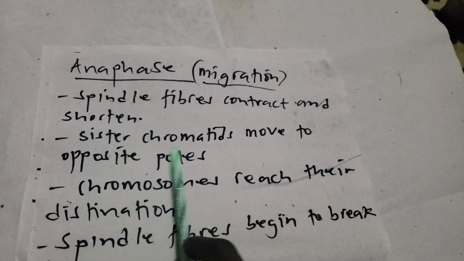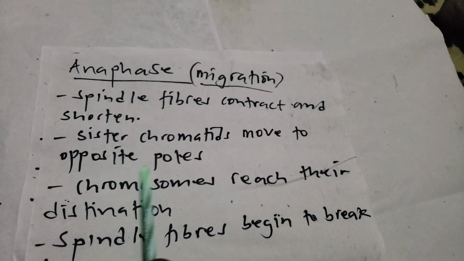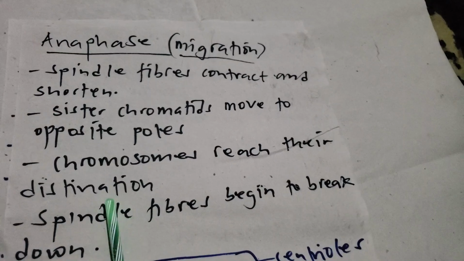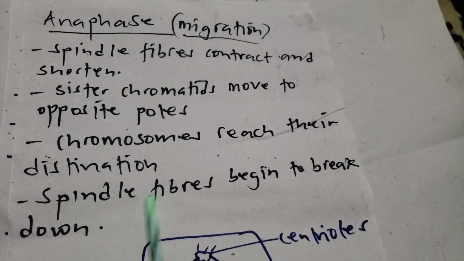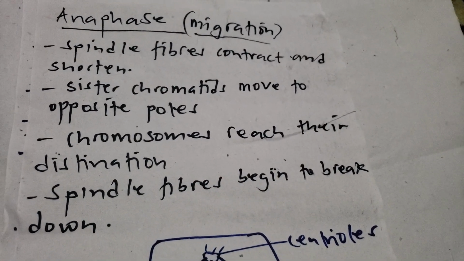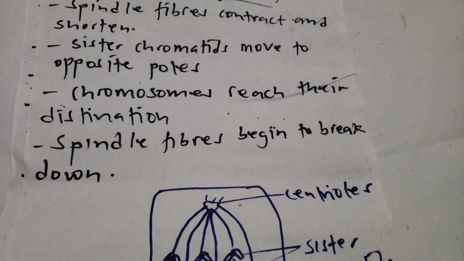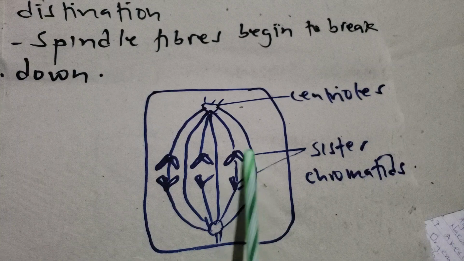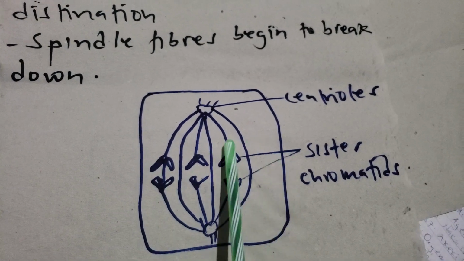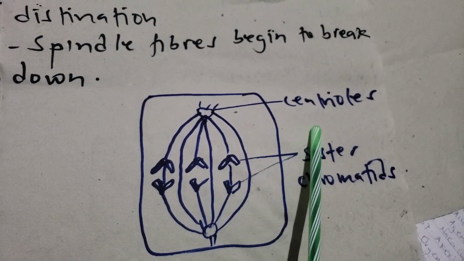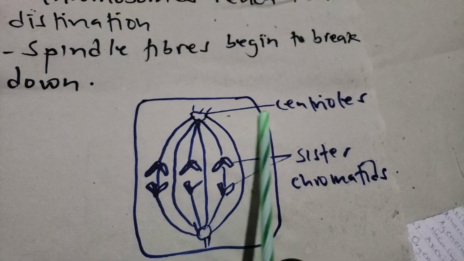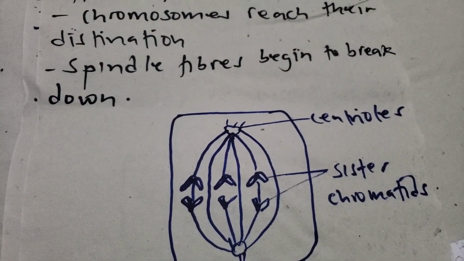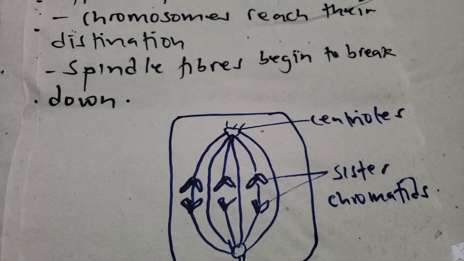We are seeing that the sister chromatids move to the opposite poles. We are saying chromosomes reach their destination, and the spindle fibers begin to break down. So as you can look at that drawing, these ones are the sister chromatids, as you can see them. These are the spindle fibers. Here we have the centrioles. So after going through the anaphase stage, let's look at the next stage.